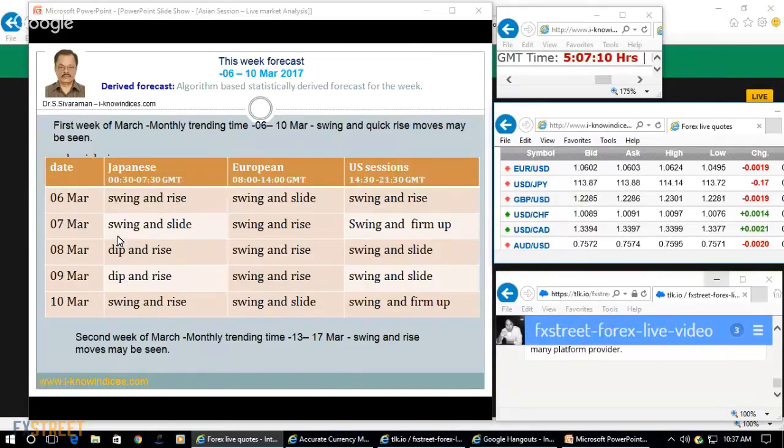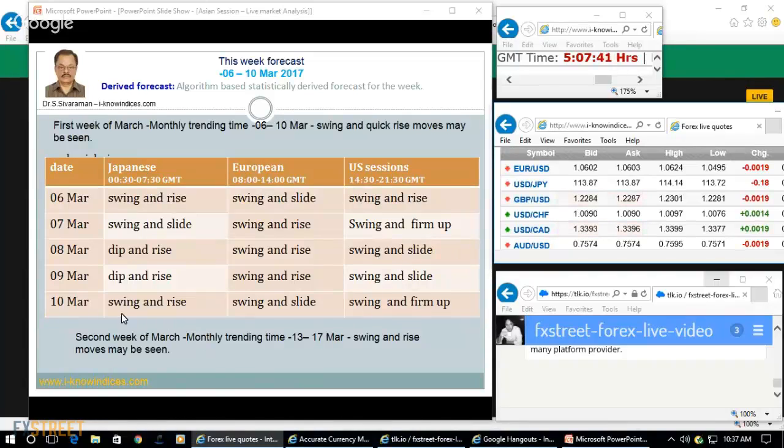Tomorrow, 7th of March, swing and slide is expected to be seen during the Japanese session, followed by swing and rise and swing and firm up during the European and US sessions. Then on Wednesday and Thursday, they are expected to make a dip and rise during the Japanese session, swing and rise during the European session, and then swing and slide during the US session. So both days you will come across similar moves happening in the market.